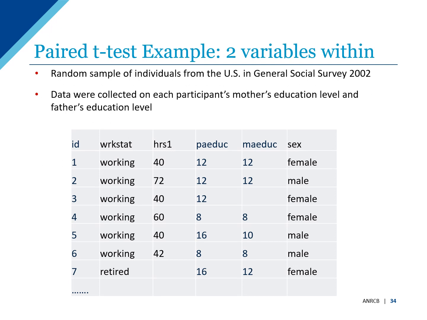Let's take a look at another example now. It was difficult to find an example of this type of comparison within the mixed data, so we're using a random sample of individuals from the United States in a survey called the General Social Survey. In this survey, data were collected on each participant's father's education level, seen here as PA-EDUC, and mother's education level, variable MA-EDUC, in years of education. The other columns in this sample include the participant ID, their working status, how many hours they work per week, and their sex or gender.